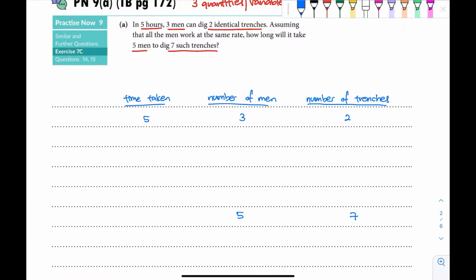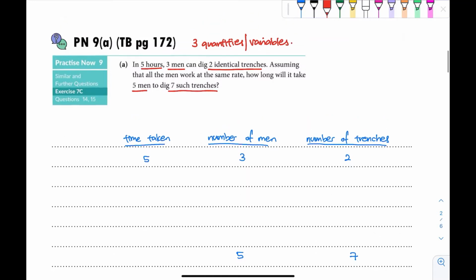So how do we go about solving this question? When it comes to 3 quantities, we can only change 2 quantities and keep the other one constant. So the skill here is to change 2 but keep 1.